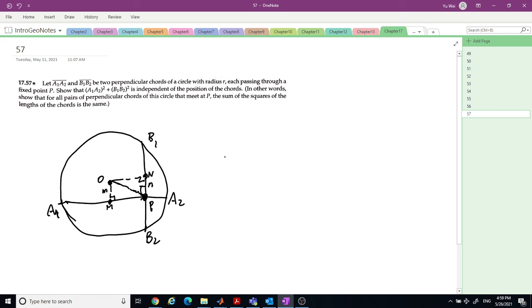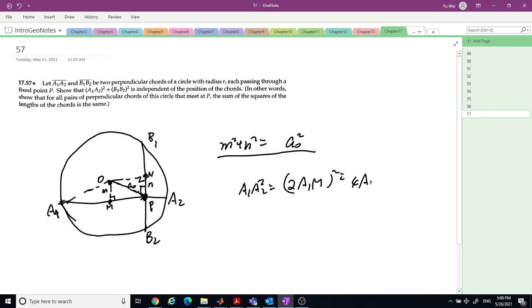Because P is fixed, that means OP is fixed. So OM squared plus ON squared is equal to OP squared. So OM squared plus ON squared will be fixed. Let's calculate A1A2 squared. A1A2 squared is equal to 2 A1M squared, which is 4 A1M squared. So it's equal to 4 times A1M squared, and A1M squared is equal to R squared minus OM squared, right?